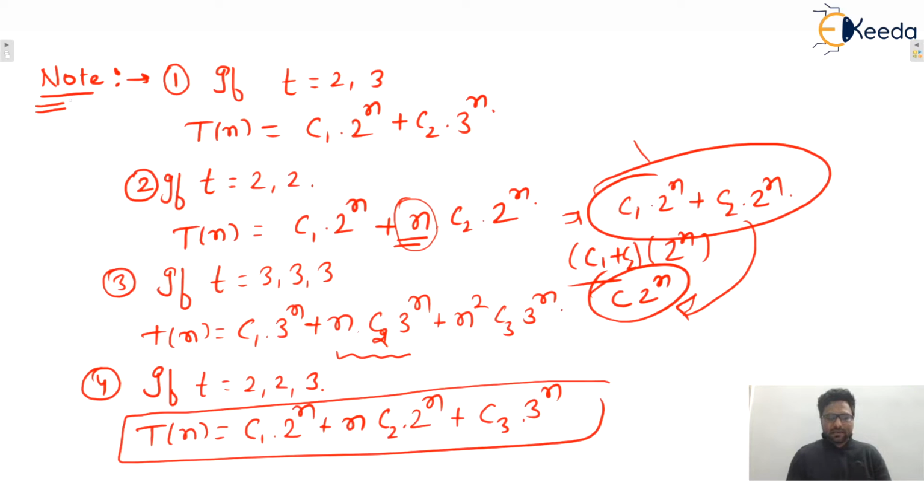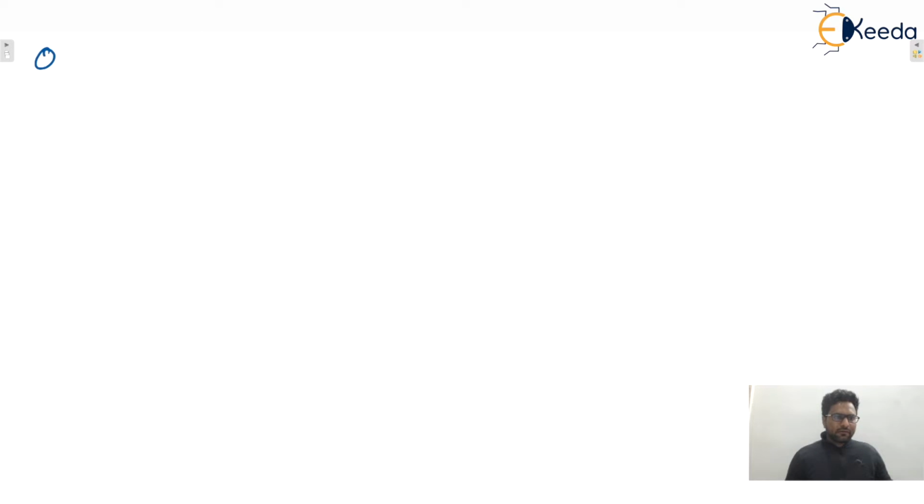It is a simple procedure. So write down one more problem based on that. Let's say question number 2 is given to you. Solve the following recurrence relation.